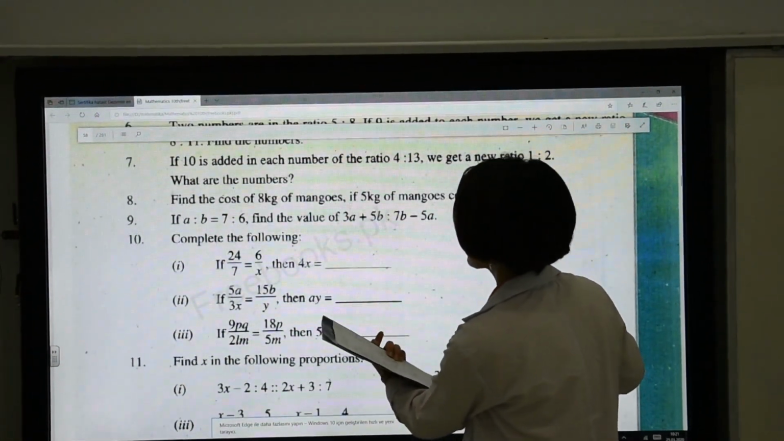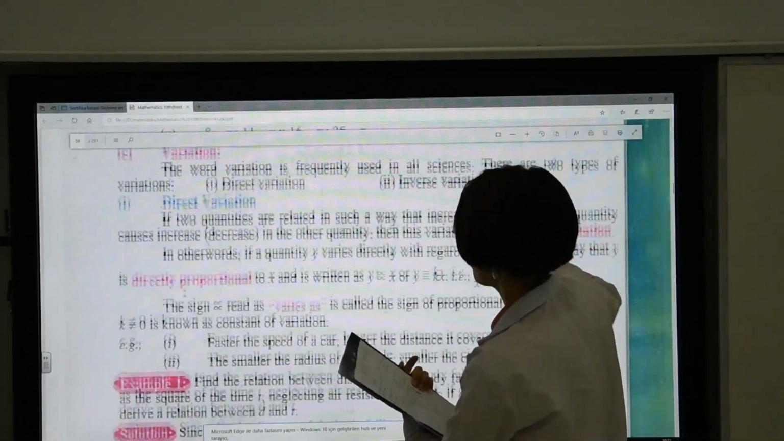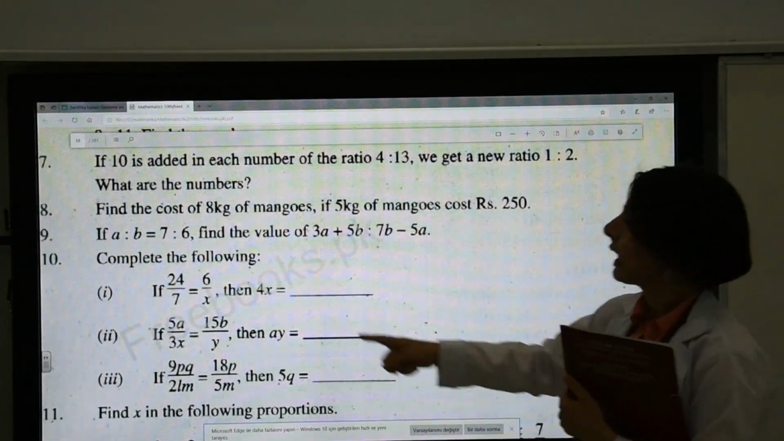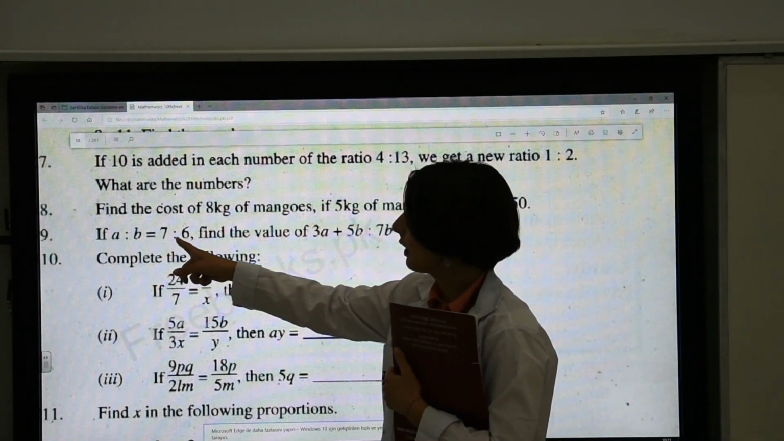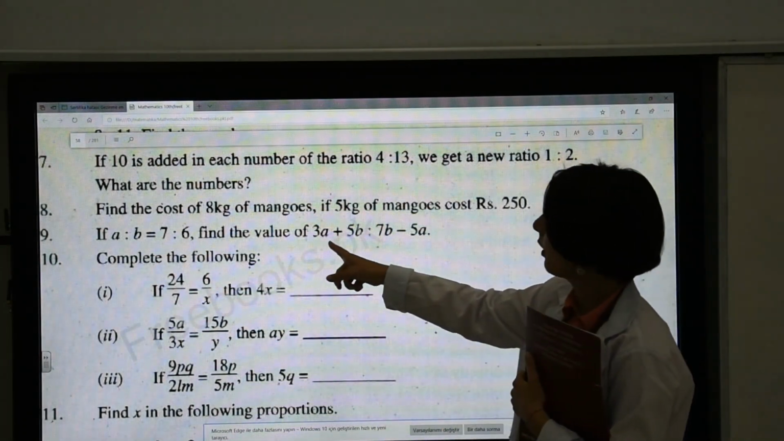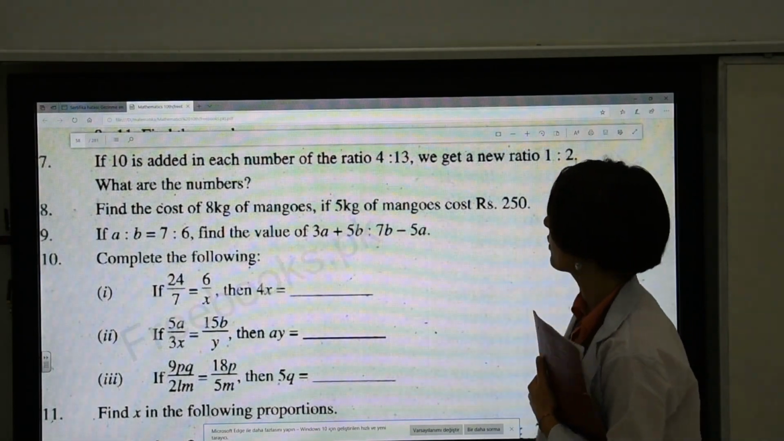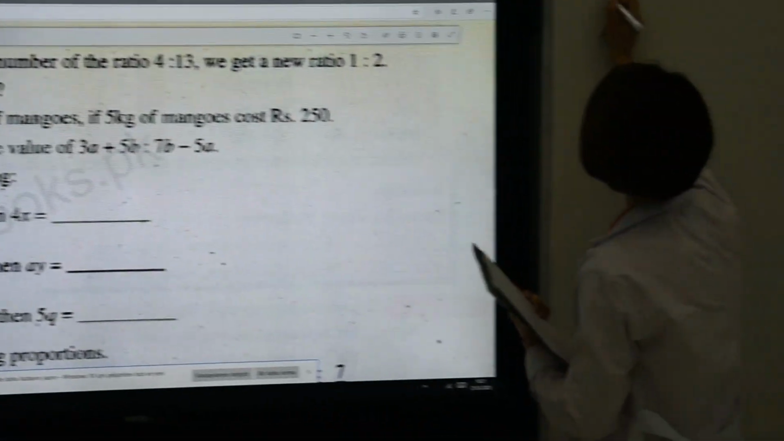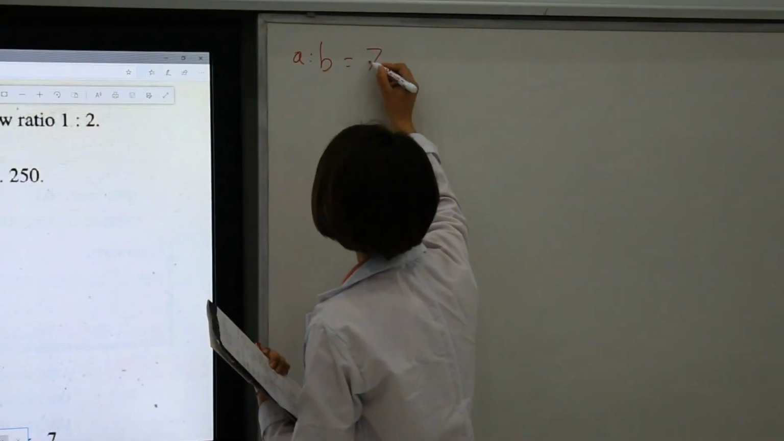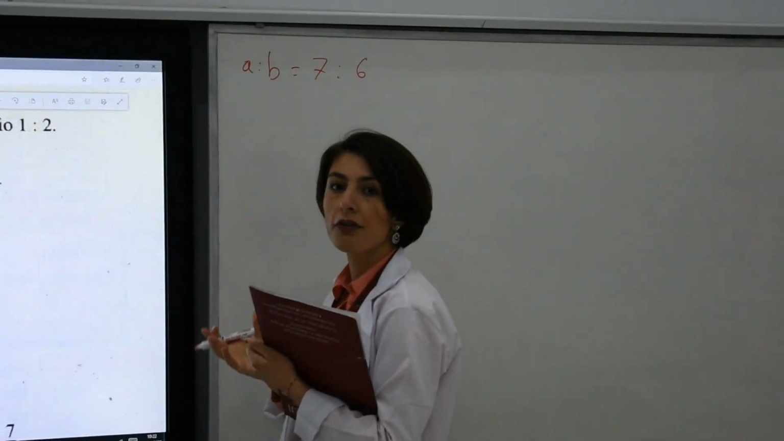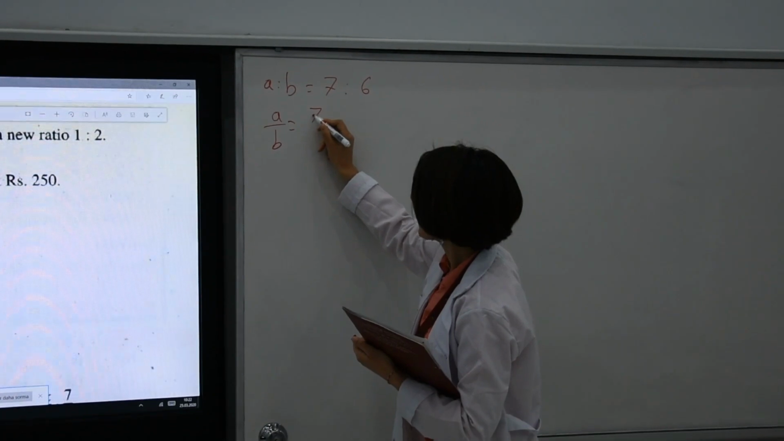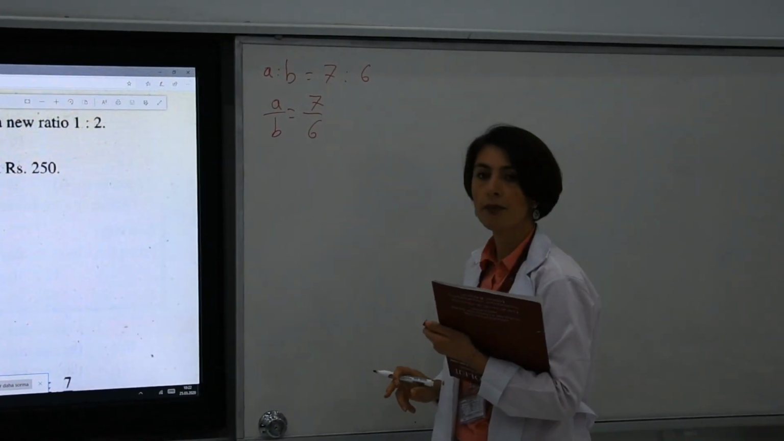Have a look at exercise number 9. It says, if a to b equals 7 to 6, find the value of 3a plus 5b to 7b minus 5a. So what can we do? First of all, a to b equals 7 to 6. We can write it in fraction, like 7 over 6, okay?